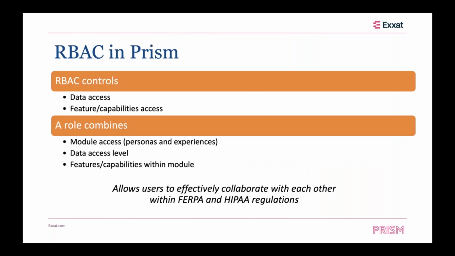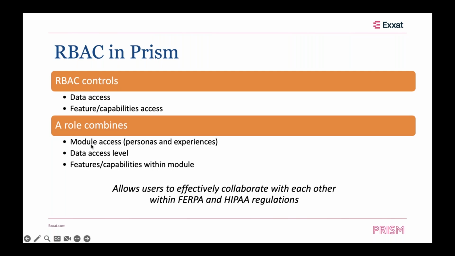Moving along. We do have 2 controls on how we've designed role-based access control in Prism. One is data access: what kind of data does a user have access to? And what kind of features and functionality do they have access to? Not every persona or user has the same set of features. So those are the 2 overarching controls that we have. And then any specific role combines these 3 points that we have mentioned here.